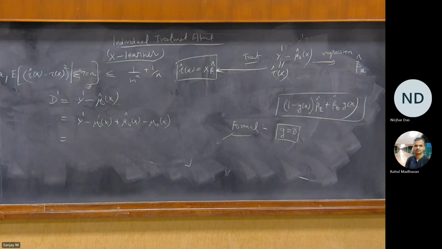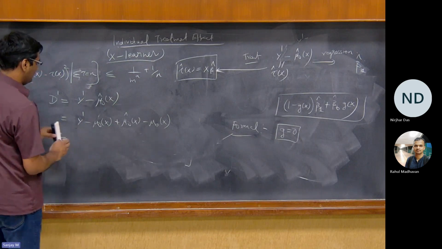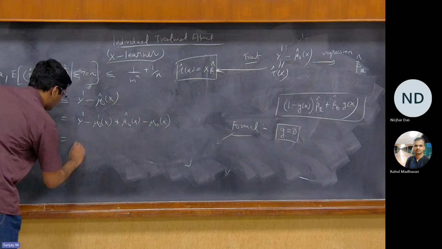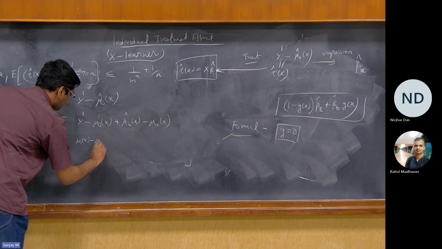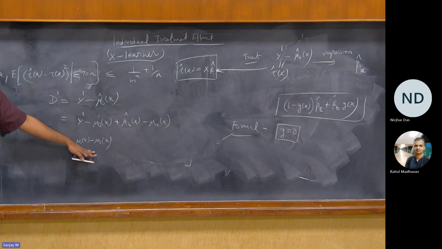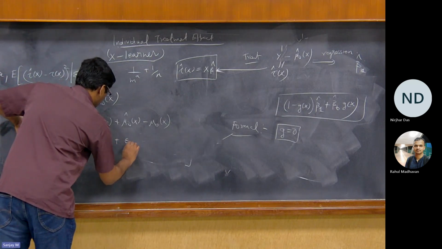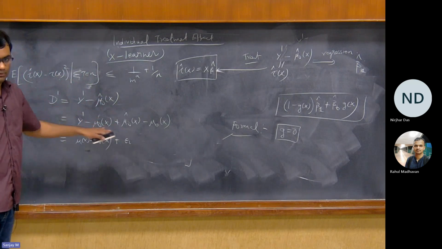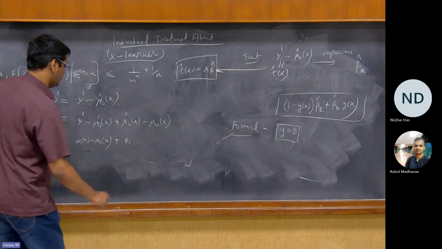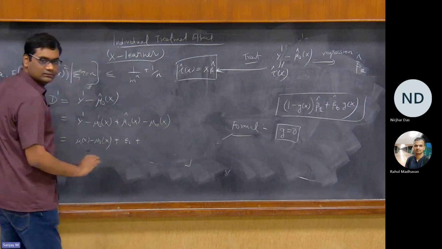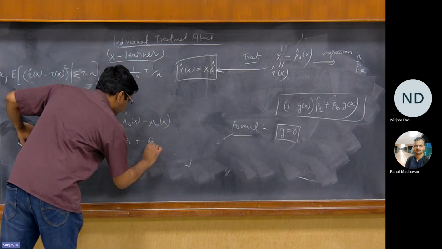Now, Y1, let me be a bit careful here. This would be mu 1 of x minus mu 0 of x, the true difference that I really care about, plus epsilon I. Here I won't put 1 because everybody is in the treated group. Plus this difference, let me call it delta I.